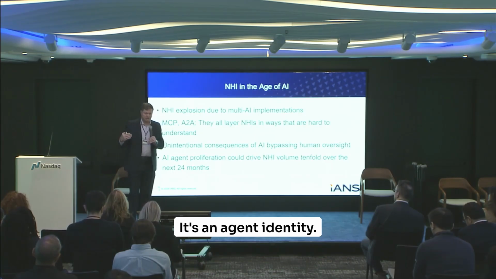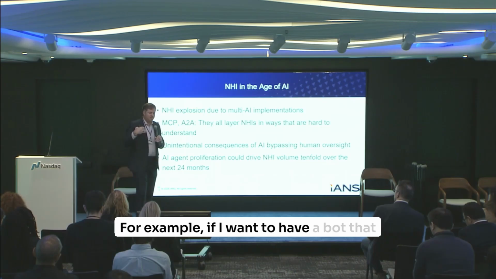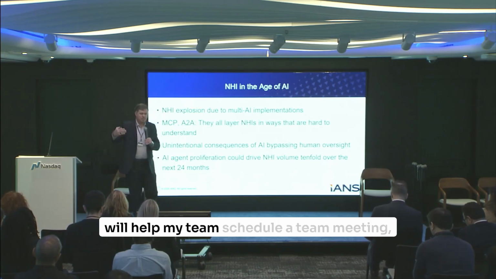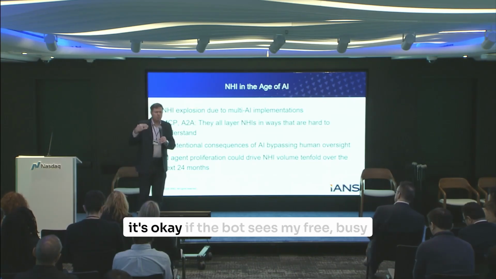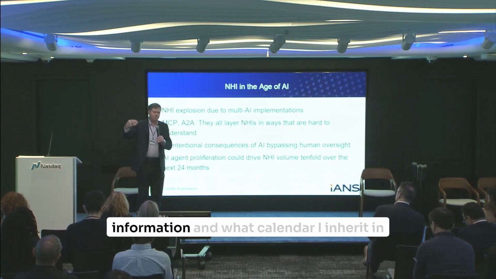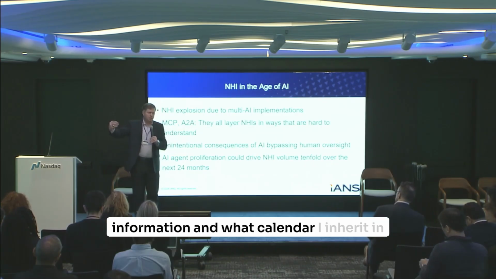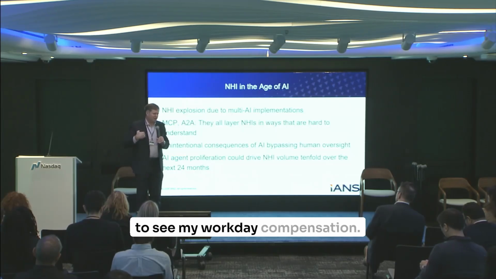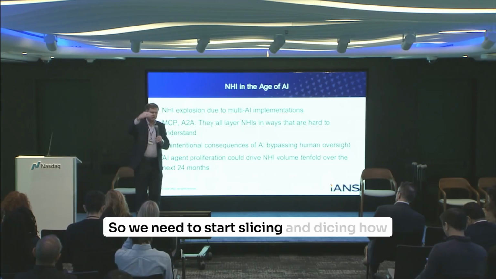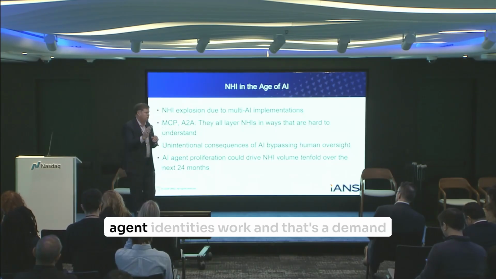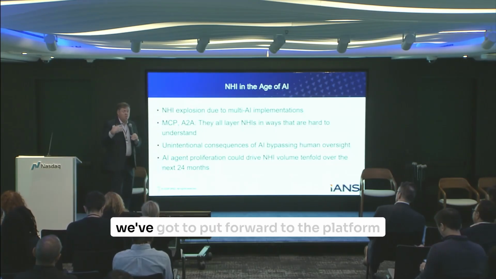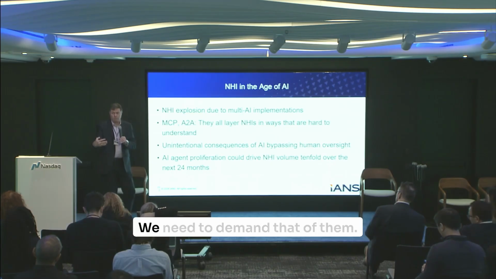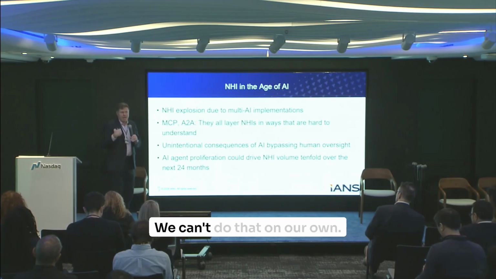It's an agent identity. For example, if I want to have a bot that will help my team schedule a team meeting, it's okay if the bot sees my free busy information and what calendar I inherit in Workday, but I don't want the bot to be able to see my Workday compensation. So we need to start slicing and dicing how agent identities work. And that's a demand we've got to put forward to the platform providers. We need to demand that of them. We can't do that on our own.